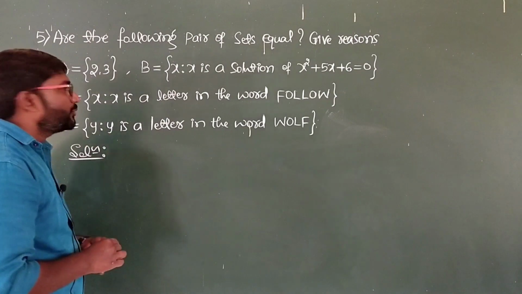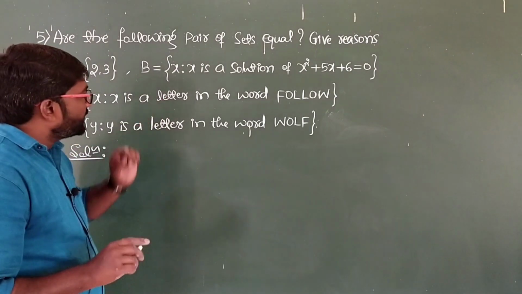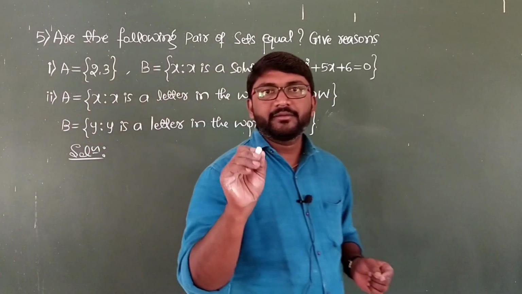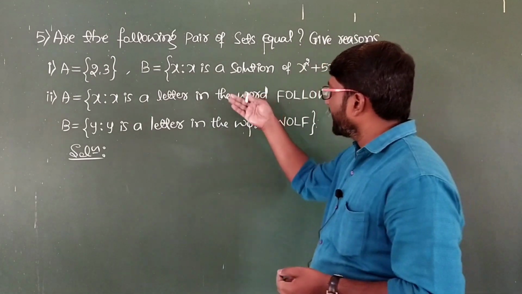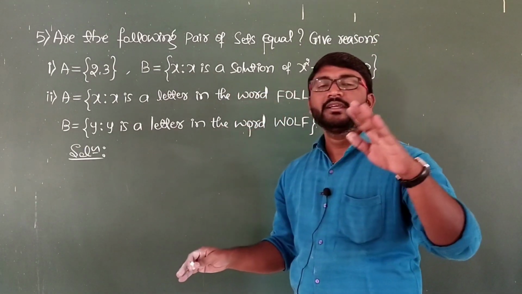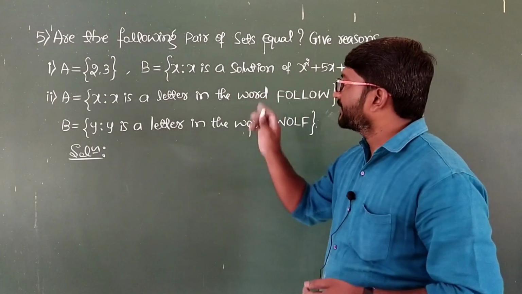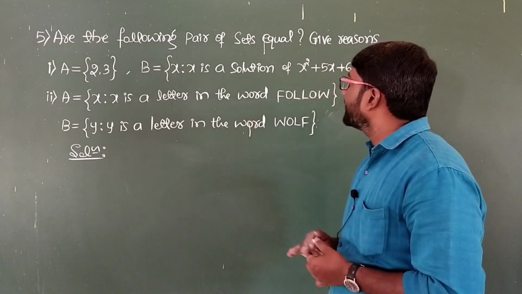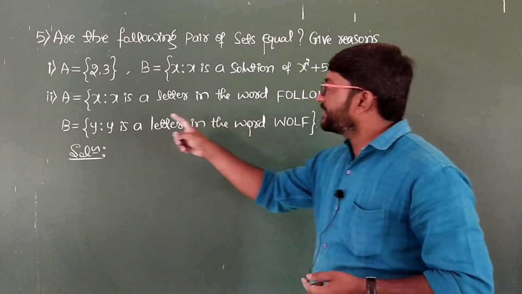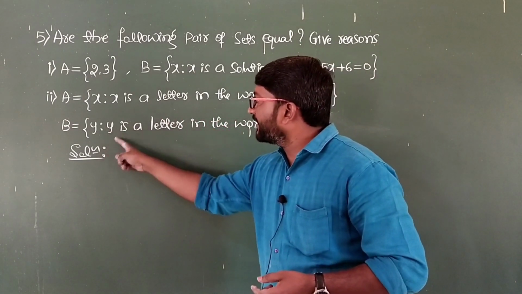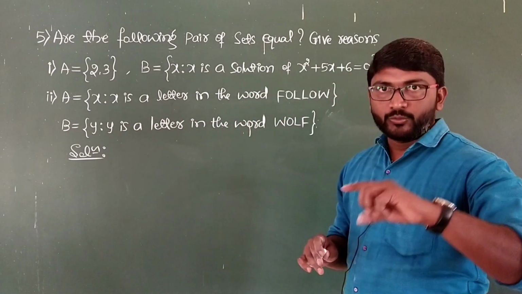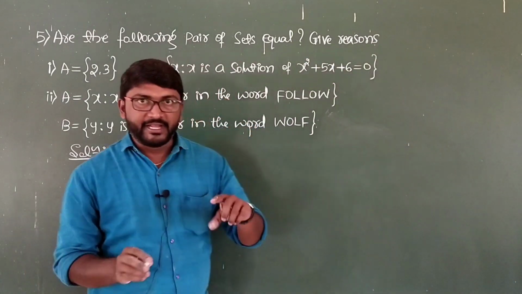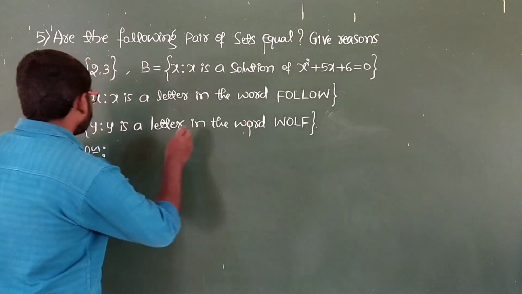Well, I will take up the Roman number 2. So here both the set A and the set B are given in the set builder form. First we have to write them in the roster form and then check whether they are equal or not. The set A says x such that x is a letter in the word follow, and then the set B says y such that y is a letter in the word wolf. So here first we have to write these two in the roster form.